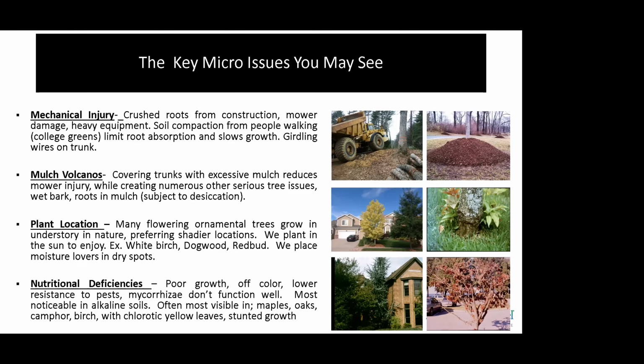And then, of course, there's nutritional deficiencies, poor color, poor growth. They have lower resistance to pests. The mycorrhiza, which are associated with many of the root systems of our trees, don't function well because they're in the wrong soil, acid or alkaline. Often it's most visible when you've got a micronutrient deficiency on maples, oaks, camphor, birch, and it's visible by chlorotic, stunted, yellow leaves.